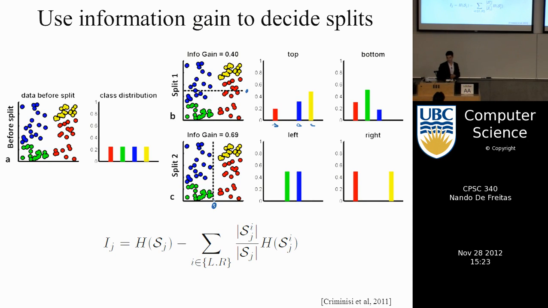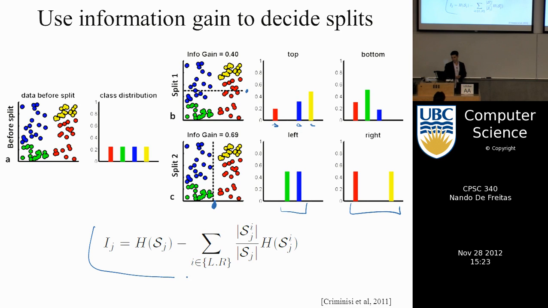The vertical line seems to be doing a bit of a better job because it puts all the greens and the blues on one side and the reds and yellows on the other side. So the vertical boundary seems to split, at least it's able to tell apart two classes quite well. How do we choose between using a vertical line or a horizontal line?